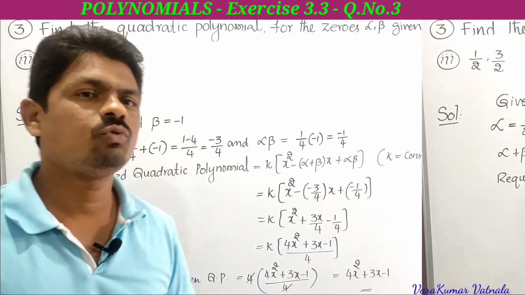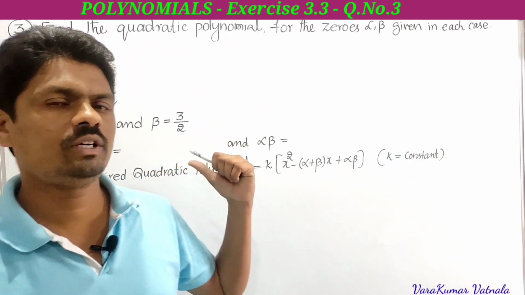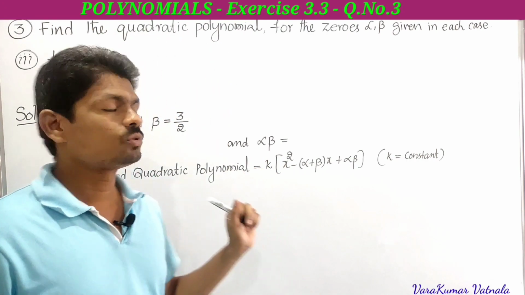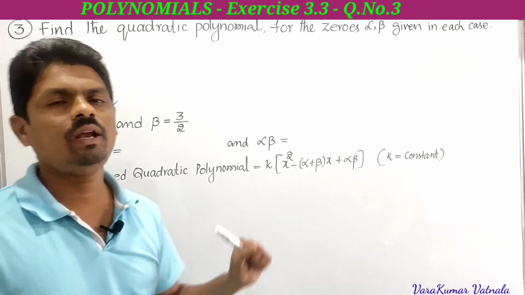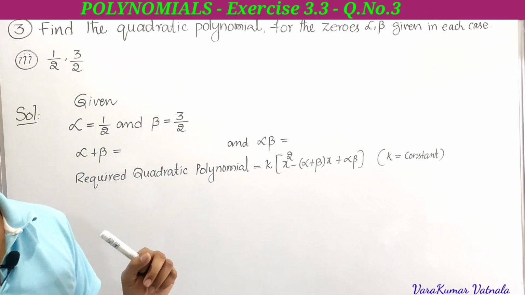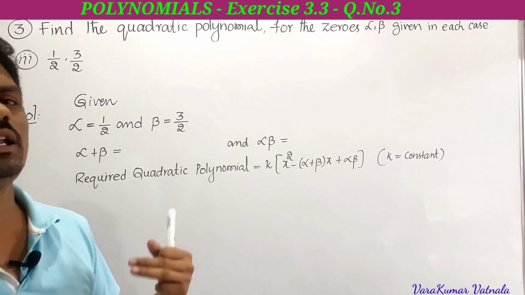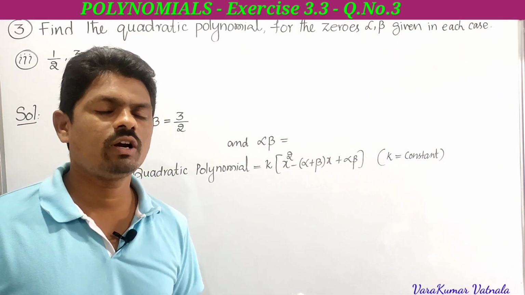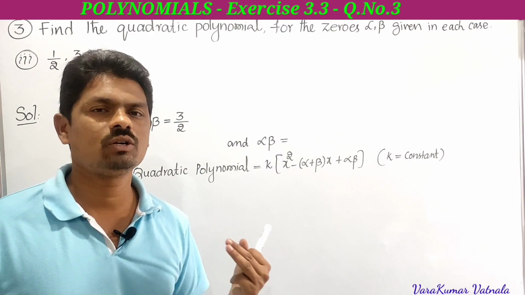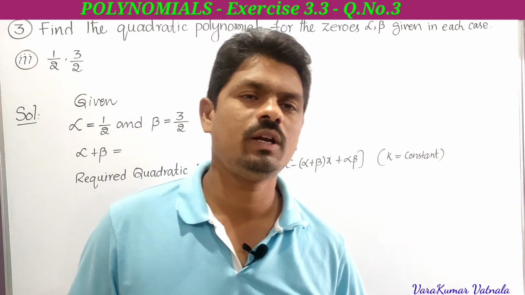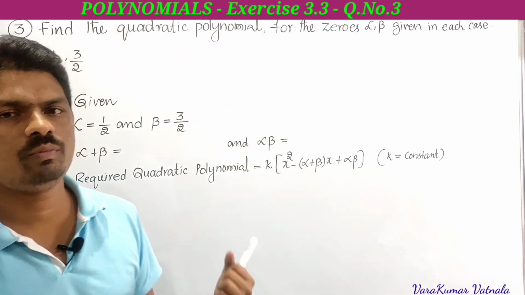So next we have to solve the fourth bit. This is the fourth bit in the third problem, 1 by 2 comma 3 by 2. So here alpha is 1 by 2, beta is equal to 3 by 2. So he has given alpha and beta values. He is asking us to find the quadratic polynomial. So here the required quadratic polynomial is equal to k into x square minus alpha plus beta into x plus alpha into beta.